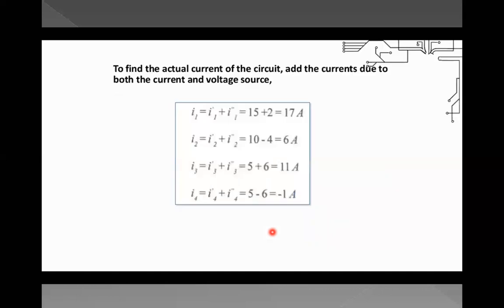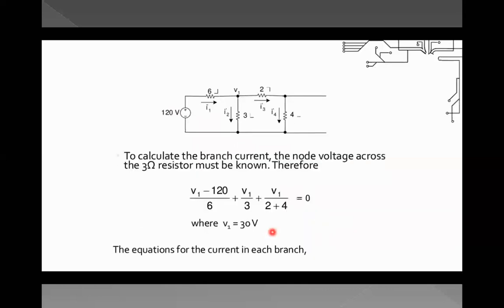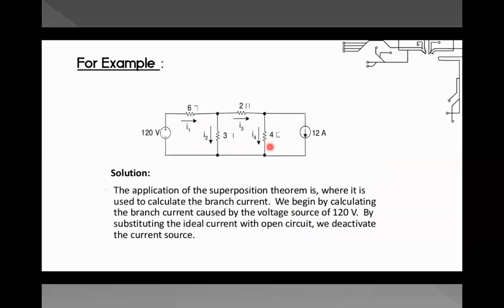So if you add up the actual current of the circuit, adding the currents due to both the current and the voltage source, then we will get I1 equal to 17 amp, I2 equal to 6 amp, I3 equal to 11 amp, and I4 equal to minus 1 amp. So to find out the current in each of the branches I1, I2, I3, I4, what we did is we kept this as an open current source, and we found the new currents in each branch as I1 dash, I2 dash, I3 dash, I4 dash. Then for the second part, we removed this voltage source, saying that it's an open voltage source.